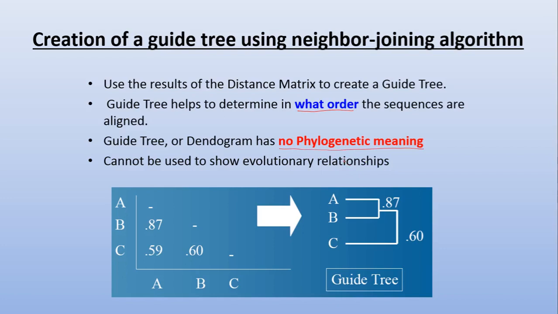This is very important because I have seen a lot of students infer that these two sequences are related to each other. That is not supposed to be inferred. The objective of the guide tree is to decide in what order these sequences need to be aligned. Therefore, this guide tree cannot be used to show evolutionary relationship, as it only corresponds to how closely or how distantly the two sequences are related to each other. That is what this guide tree means, right?